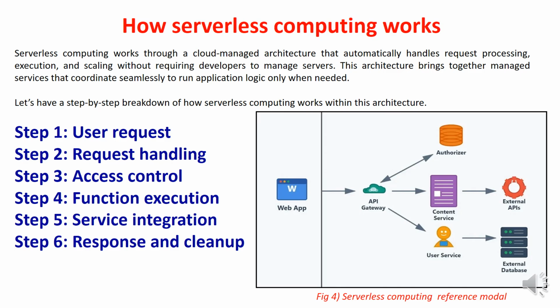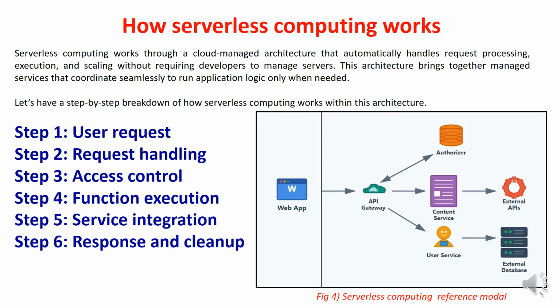Step 5, service integration. During execution, the serverless function may communicate with other managed services such as databases, messaging systems, or external APIs. These integrations enable the function to retrieve data, perform processing, and store results, supporting complex workflows while maintaining the flexibility of serverless computing.